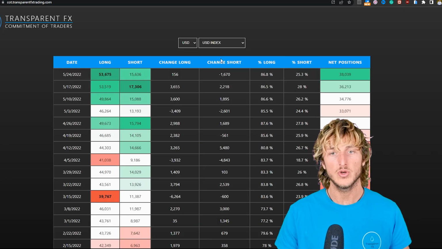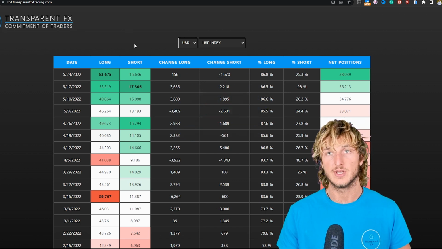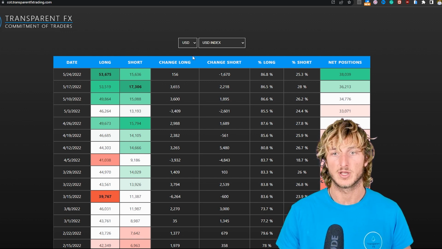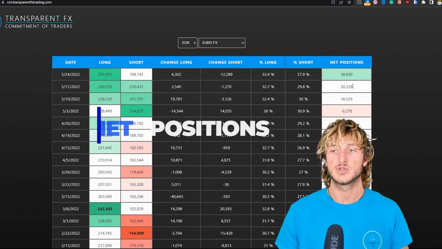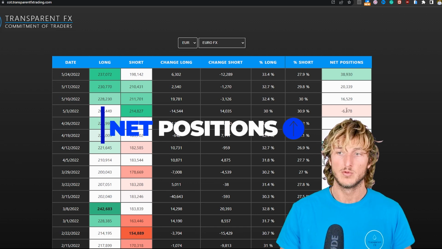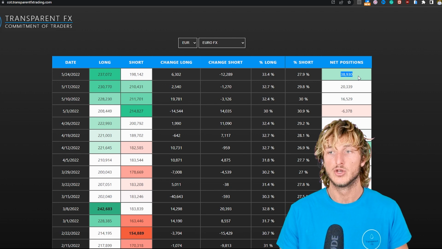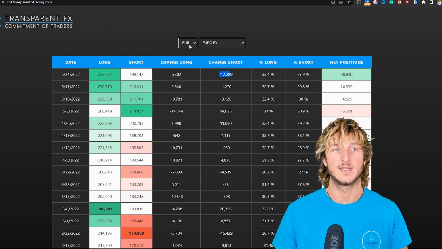Now, if we go and see what we have when it comes to the commitment of traders, so the COT data, which is what the non-commercials, so the biggest speculators in the market are doing, and we check the data for the euro, we can see how with the last reports on the euro, net positions have been growing. We went from having minus 6.3k net positions up to having 38.9k net positions, with 6k longs added with the last report and 12.2k shorts getting closed.